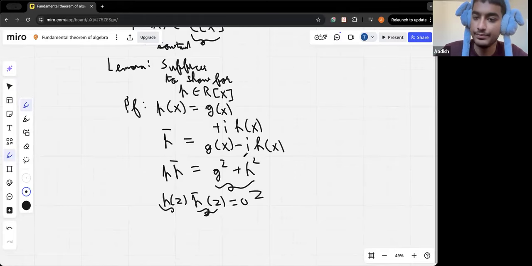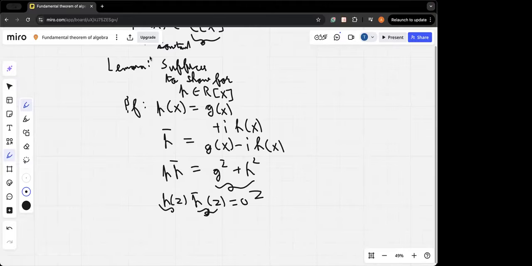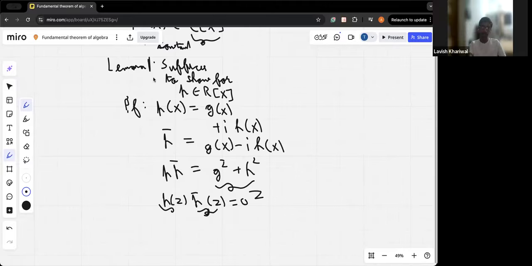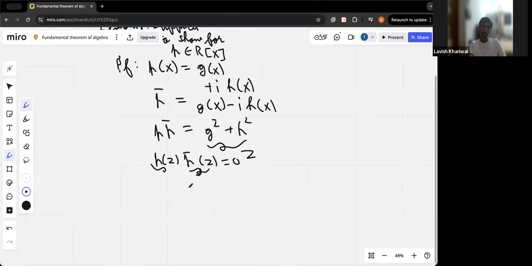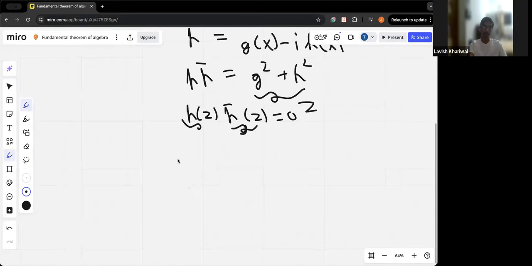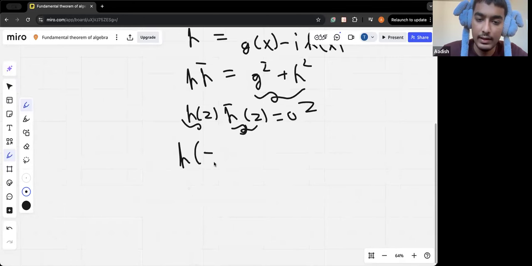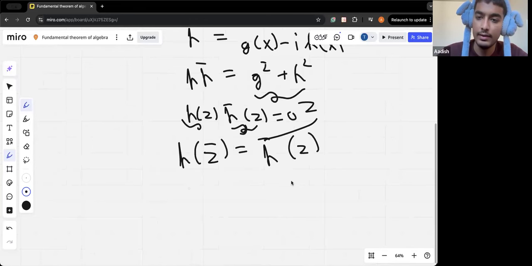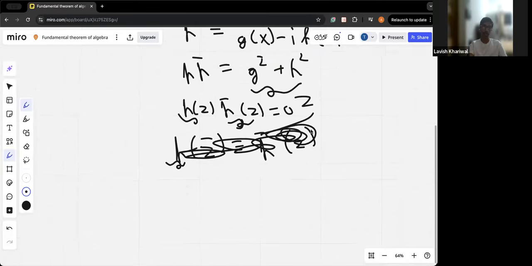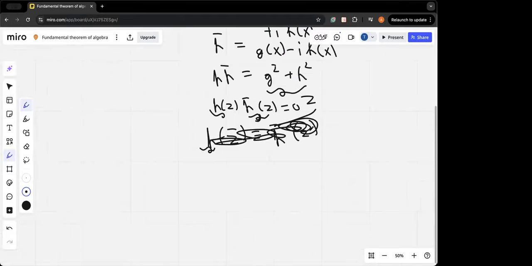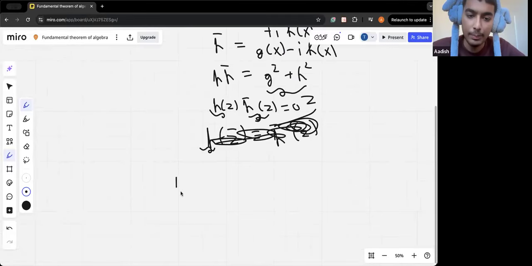Is that clear? Yes. How does P conjugate of z being 0 prove that? How is z conjugate a root? Okay, so there's this P of z conjugate equals P conjugate of z. Well, it is like this if P has real coefficients. Sorry. So P conjugate of z is 0, right?